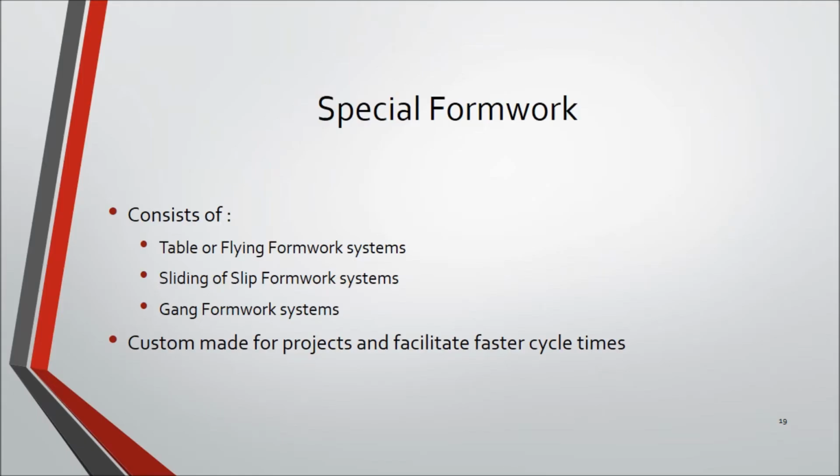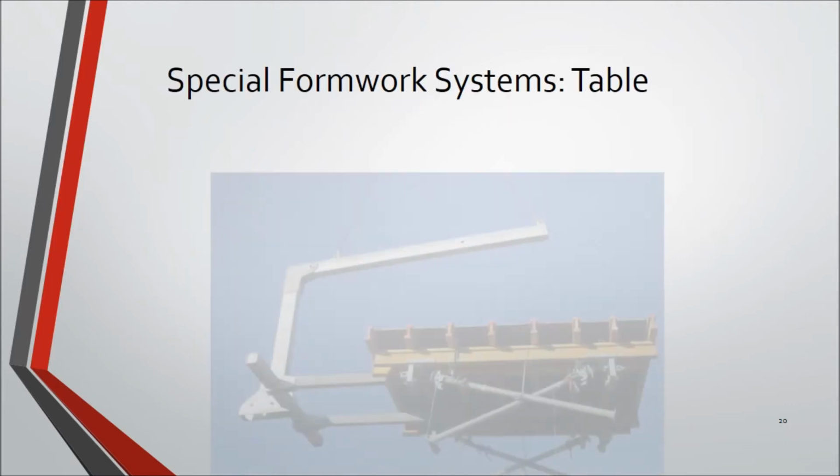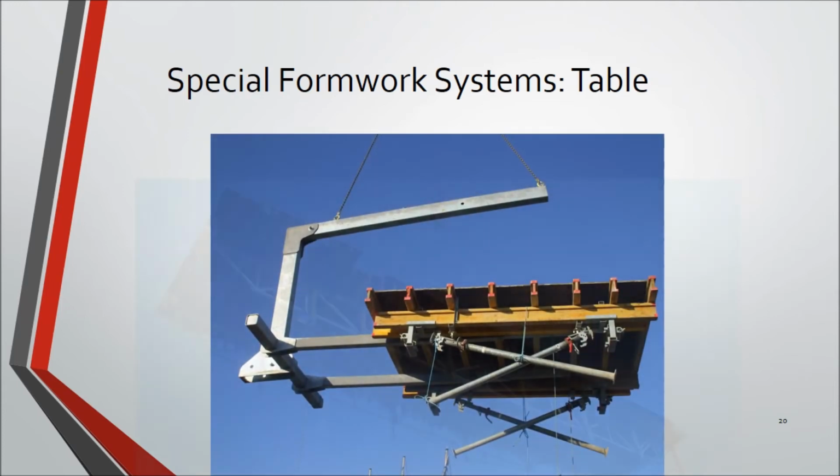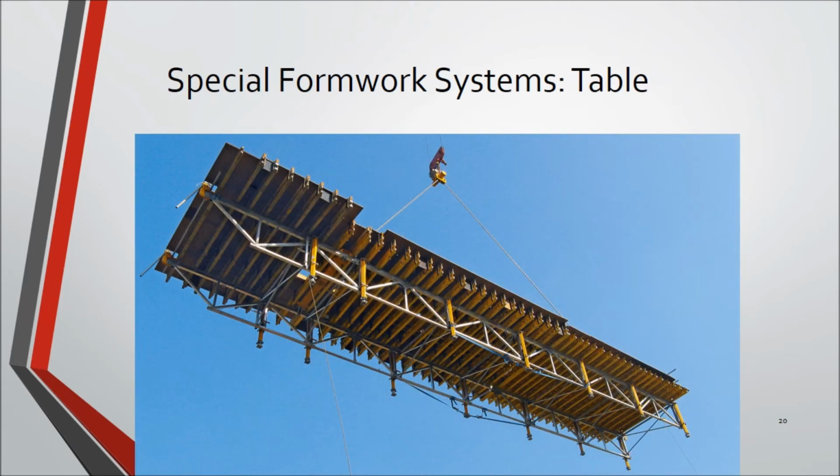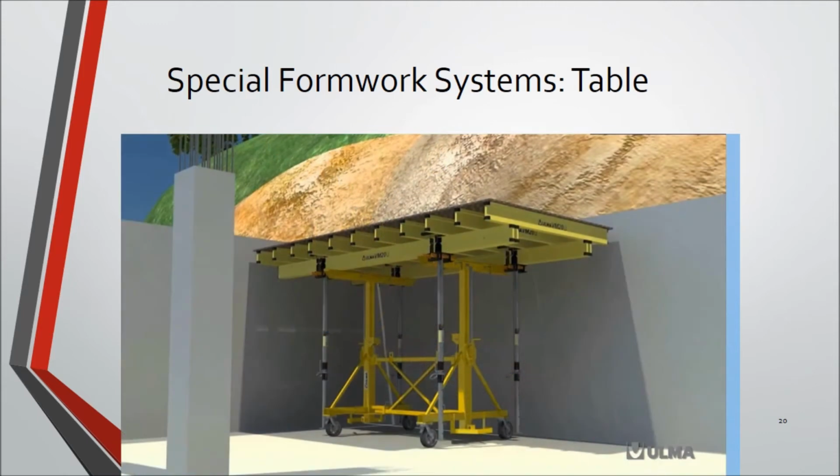Special formwork consists of table or flying formwork systems, sliding or slip formwork systems and gang formwork systems. These are often custom-made for projects to facilitate very quick cycle times. Table systems are designed to cast large repetitive floor slabs in high-rise construction. When a particular floor slab has been cast, these forms, consisting of panels along with the vertical supports, are moved as one piece, and lifted to the next floor and placed in position.